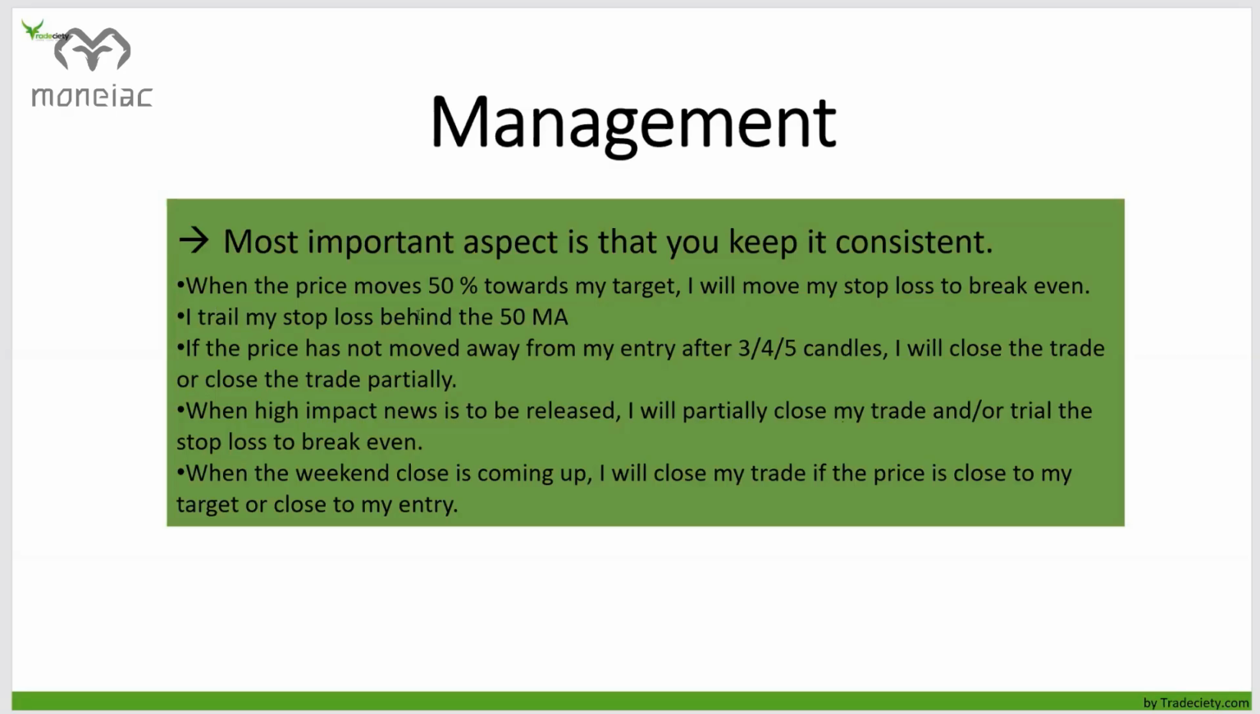Then I trail my stop loss behind the 50-period moving average as well. So if a trade takes longer to develop, you may then also start trailing the stop behind the 50. If the price has not moved away from the entry after 3, 4, or 5 candles, I will close the trade or close it partially.